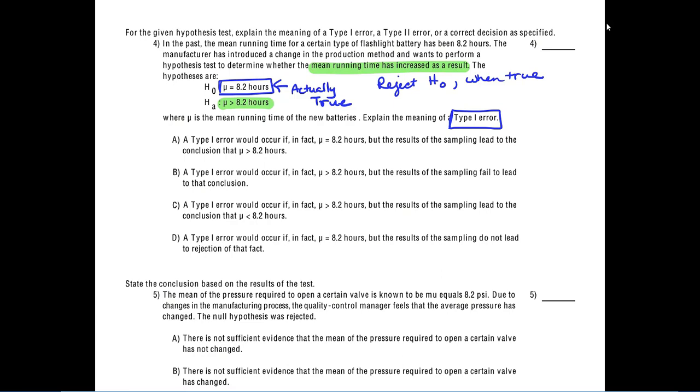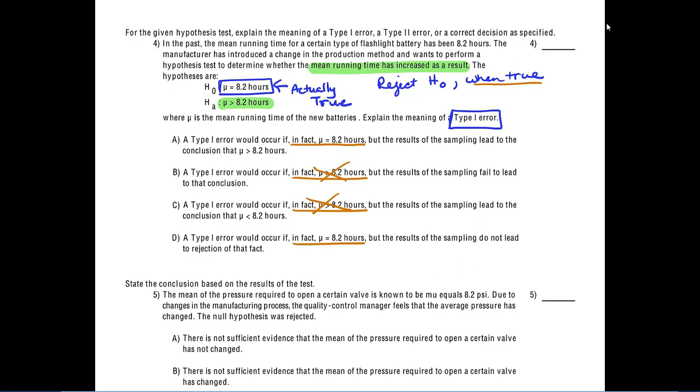All right, so I'm going through and looking at my choices. A type 1 error would occur if, in fact, mu is equal to 8.2 hours. So that's the first thing I look at. "In fact" means actually. This one says, in fact, greater than. This one says, in fact, greater than. So I know that those are not true. Then I go to this last one, and it says, in fact is equal to. So all of that is the "when true" part.